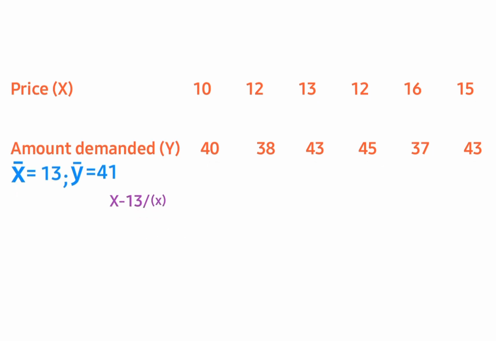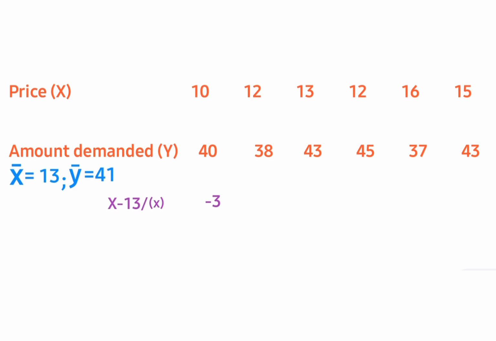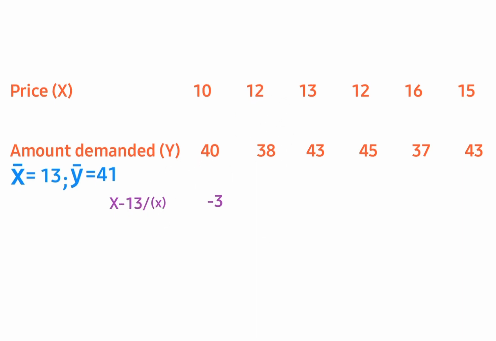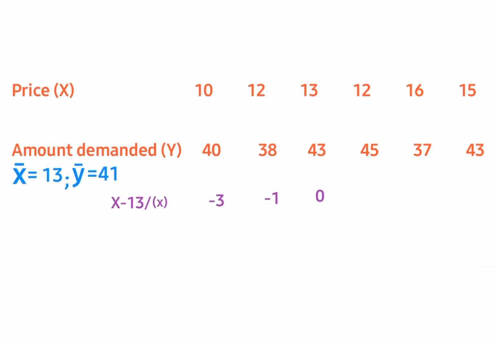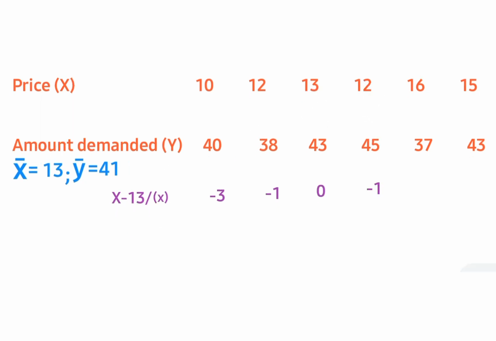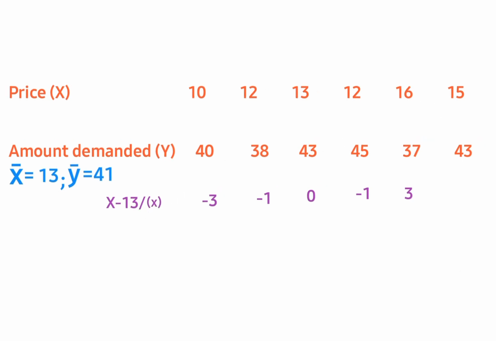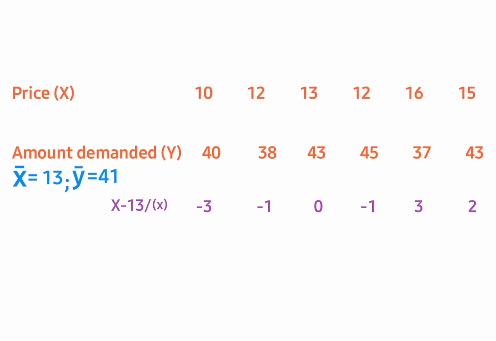Here we go now. The first X here being 10 minus 13, that gives us minus 3 here, followed by 12 minus 13, which gives minus 1. 13 minus 13 gives 0. 12 minus 13, minus 1. 16 minus 13 gives 3. Lastly, 15 minus 13, we have 2 here. So we succeeded in generating values for deviation from the mean of X.